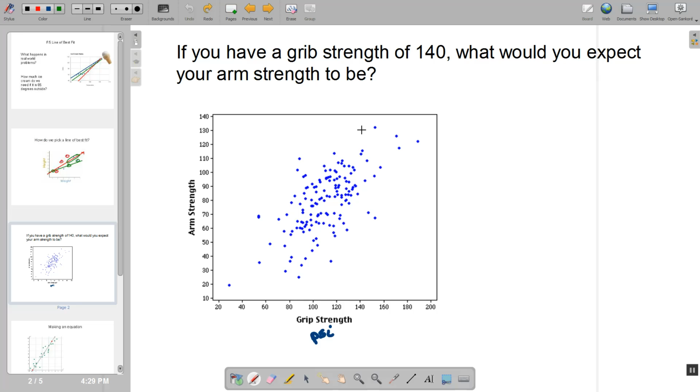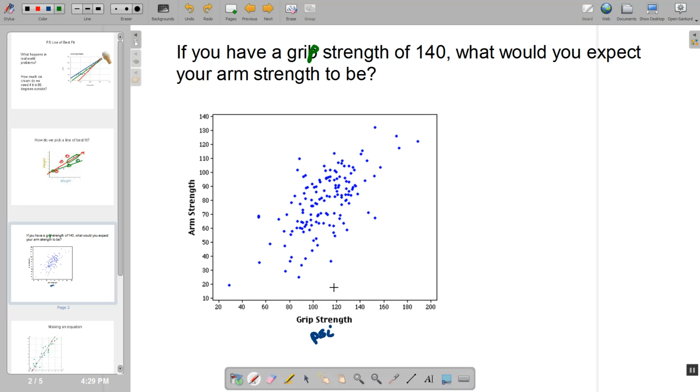So let's actually answer a question using a line of best fit. It says if you have a grip, this should say grip, strength of 140, what would you expect your arm strength to be? And if you see on this graph, grip strength is measured in PSI down here on the bottom.